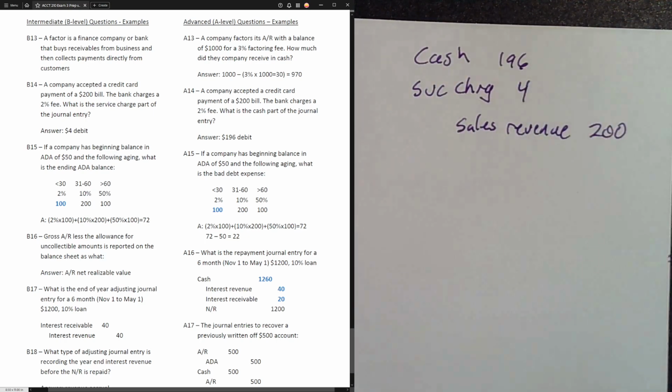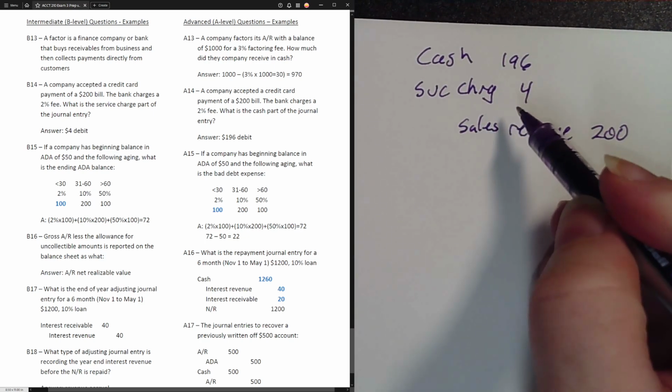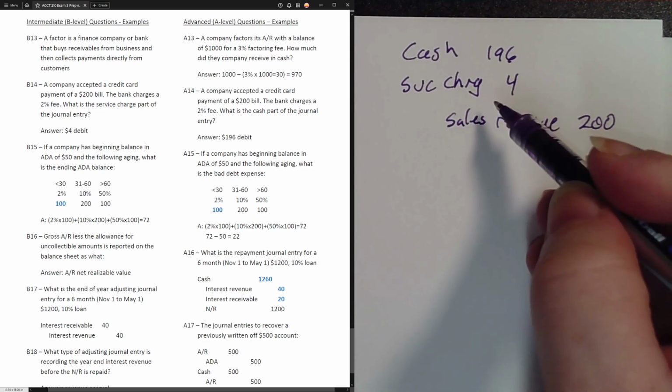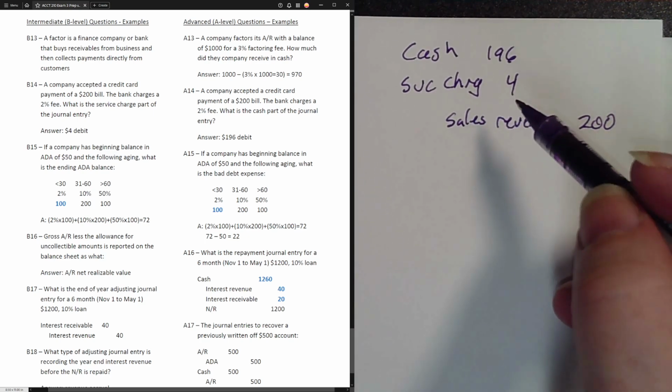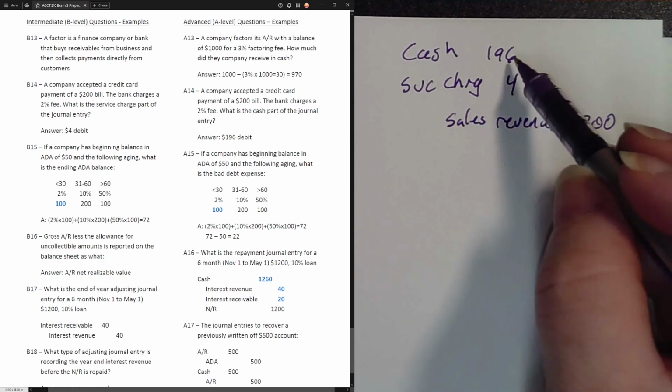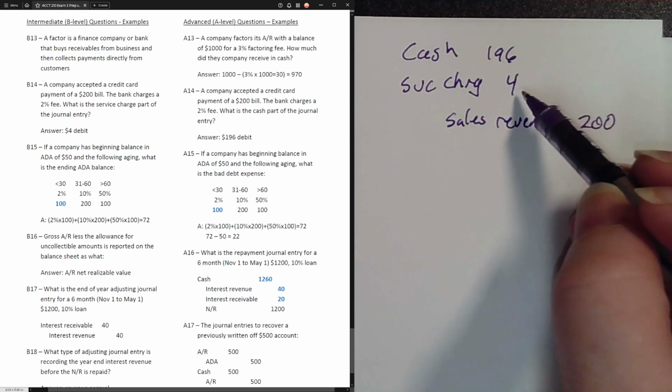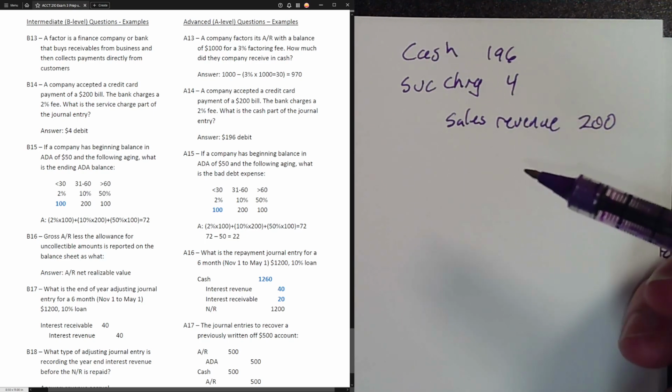196. So this is asking a little bit more of a difficult question, not just that it's $4, but it's a $4 debit because it's an expense. It's a service charge expense, and expenses are debits. The other part of it, A14, is just saying, well, how much is the cash part? So all I've done is ask you the two different parts. B15 and A15, again, it's the same question, just two different parts of it.